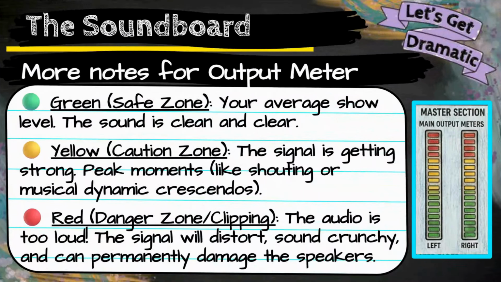More notes for output meter. We have green, the safety zone, your average show level. The sound is clean and clear. Yellow, the caution zone. The signal is getting stronger. Peak moments like shouting or musical dynamic crescendos, when the music is getting louder and louder, can come up to the yellow. The red is the danger zone. So clipping. The audio is too loud. The signal will distort, sound crunchy, and can permanently damage the speakers. So we don't want to be up in the red zone.